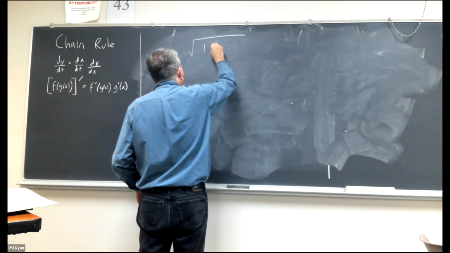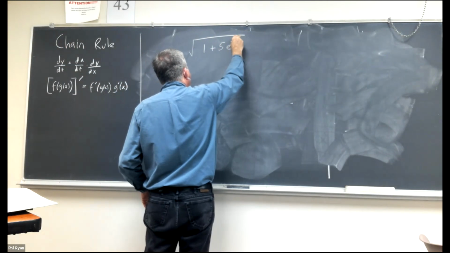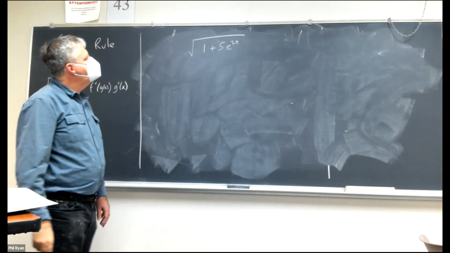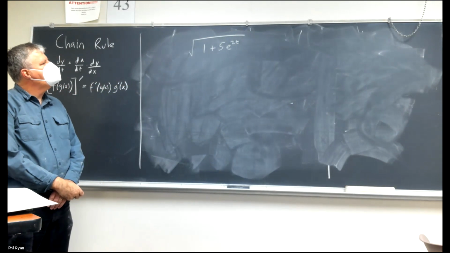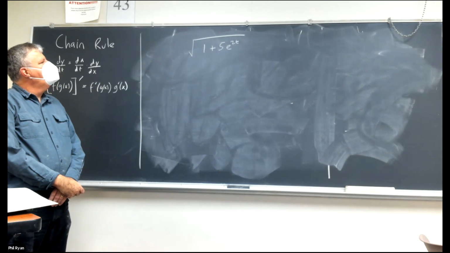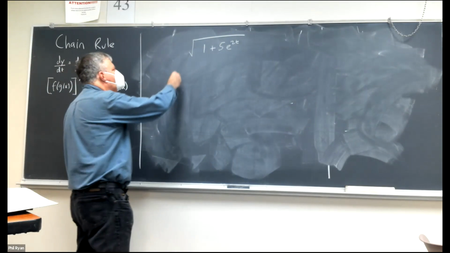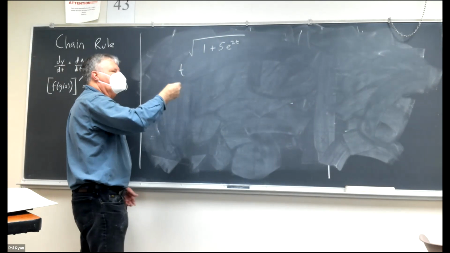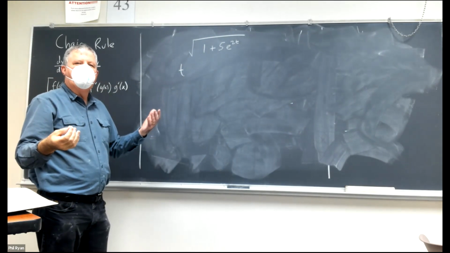Square root of 1 plus 5e to the 2t. I'm using t as a variable. It doesn't really matter what the label is.